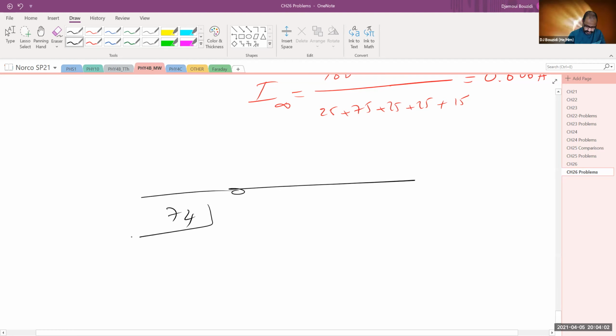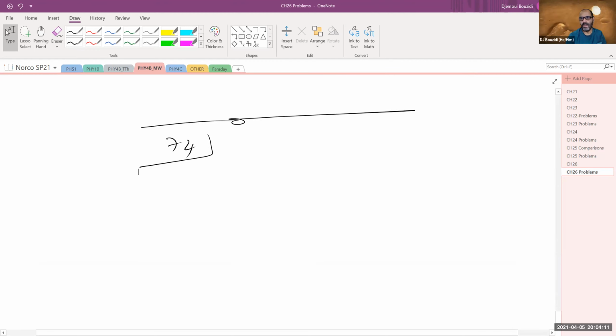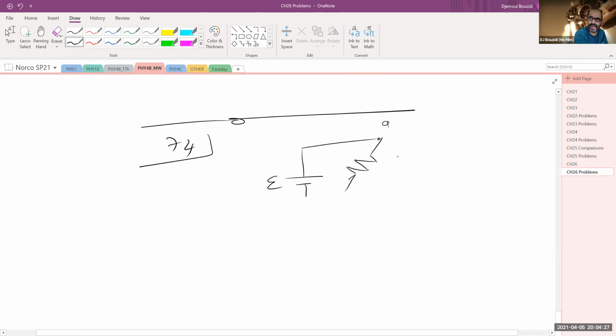Problem 74 is a Wheatstone bridge. So what you have in this case, let me draw it. You have a battery with an EMF E. And you have a junction in here, A, where you have a resistor N and another resistor P. And you have another junction in here, which is B and C. In B and C, you have another switch, and you have a galvanometer.